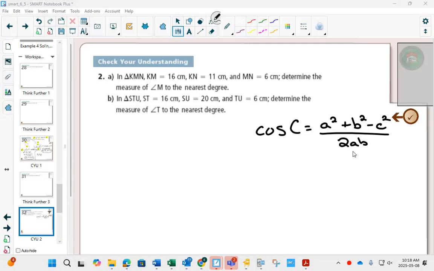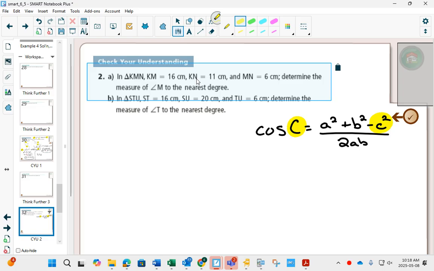I gave you a little hint here. We're going to be using this. And again, whatever angle we're trying to find has to go with this opposite side over there. The letters don't matter other than if you have the same letter in two different places, that side goes with an opposite angle.